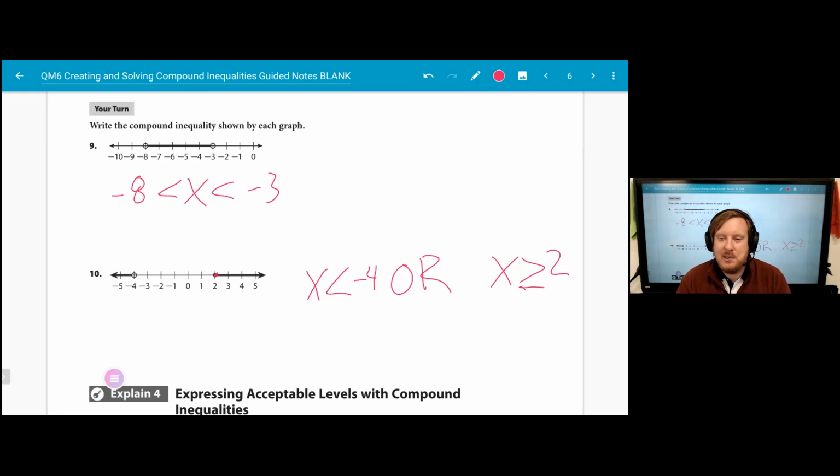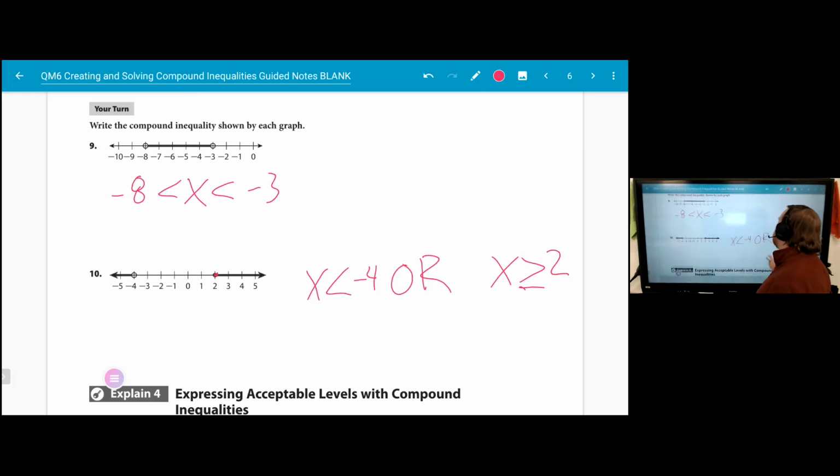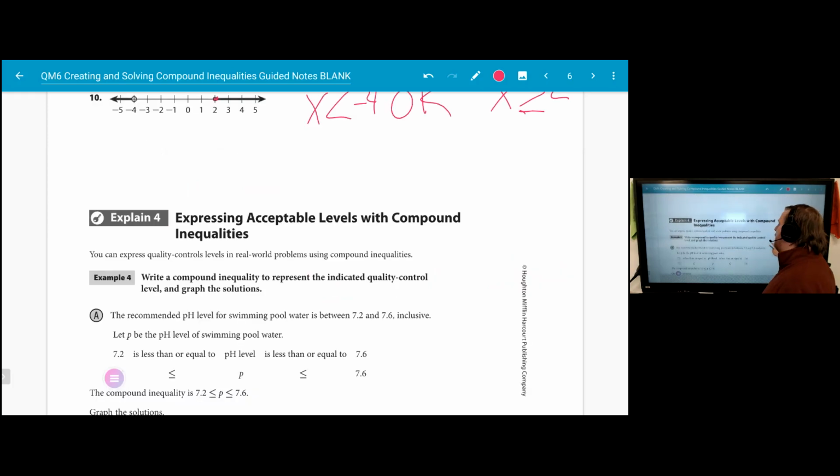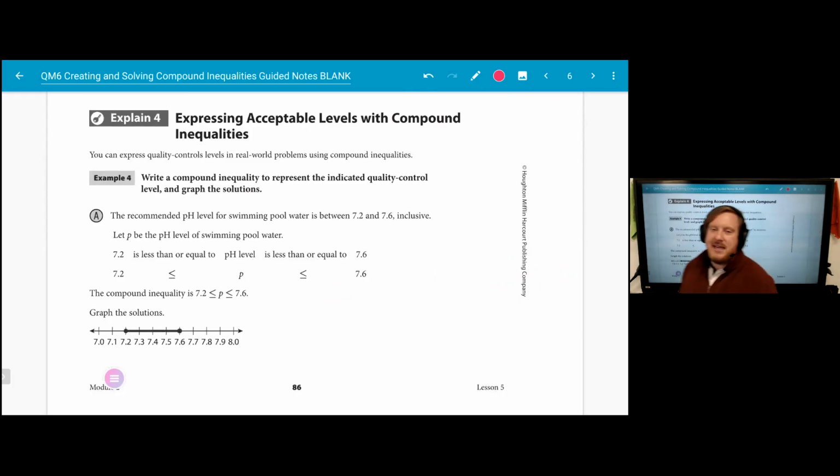Okay. Let's take a look at the last part here. We have expressing acceptable levels with compound inequalities. That's a lot of words to say. It makes sense because we wrote it down as a word problem. Okay. Quality control. This one says we need to write the compound inequality and then graph the solutions.